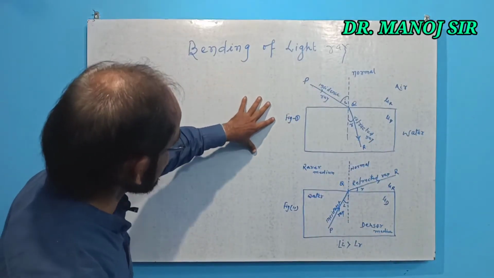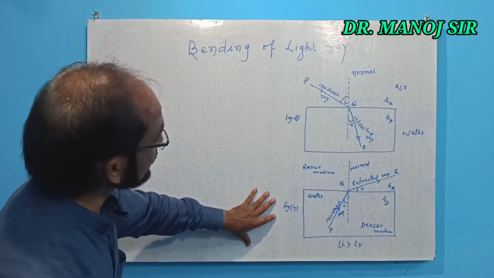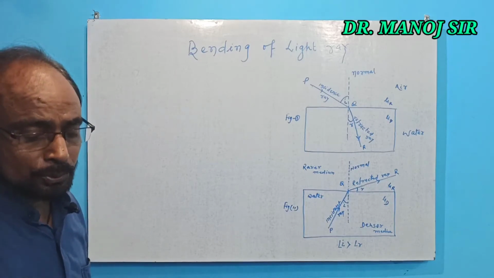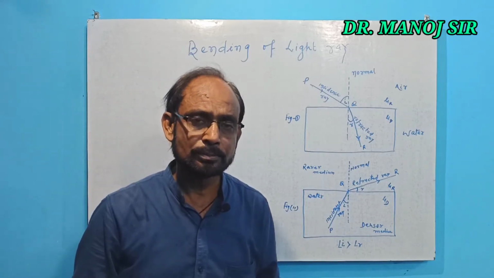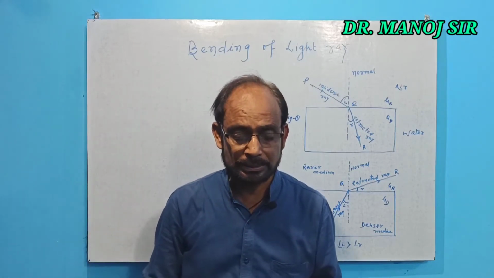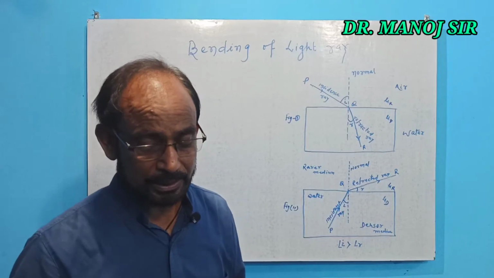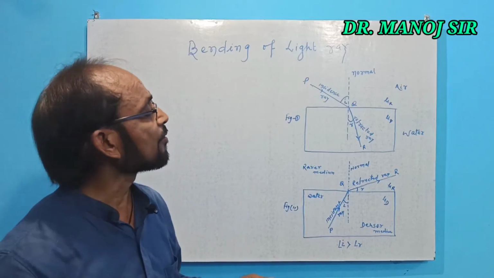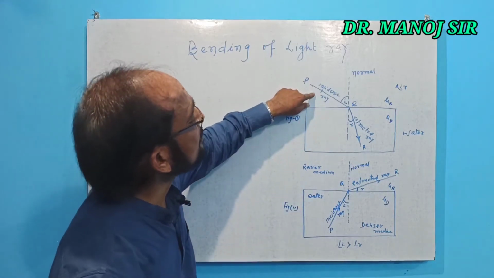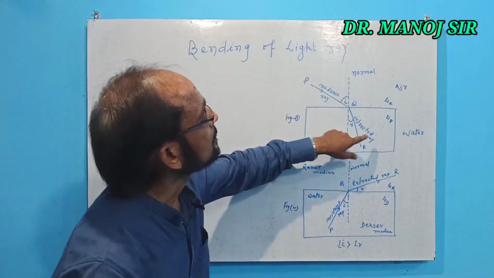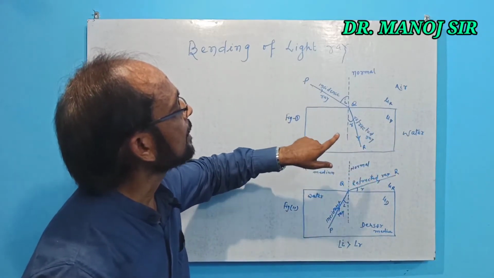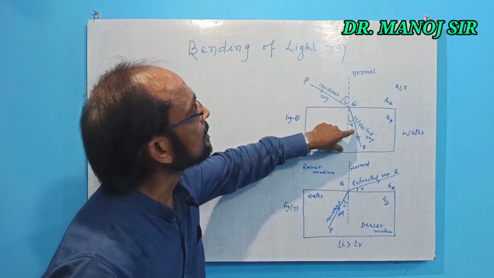Here we derive only by the help of Snell's law. We know that Snell's law says the product of the refractive index of one medium and the angle of incidence equals the product of the other medium's refractive index and the refracted angle.